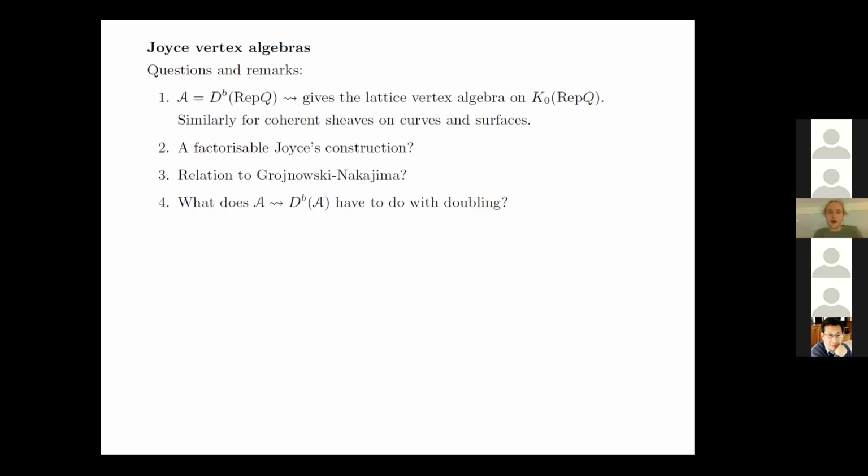And then there's also this idea floating around that passing from the abelian category A to its derived category should have something to do with doubling. So I might talk a bit about this at the end, but I'll skip over it for now.